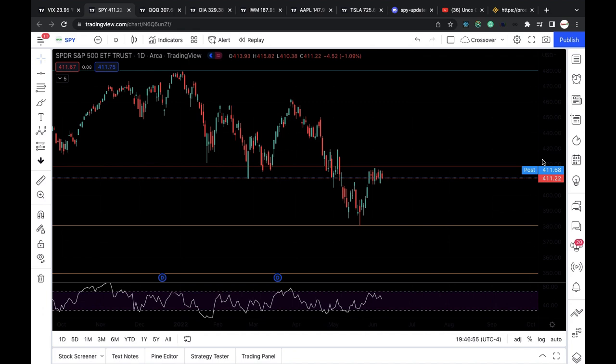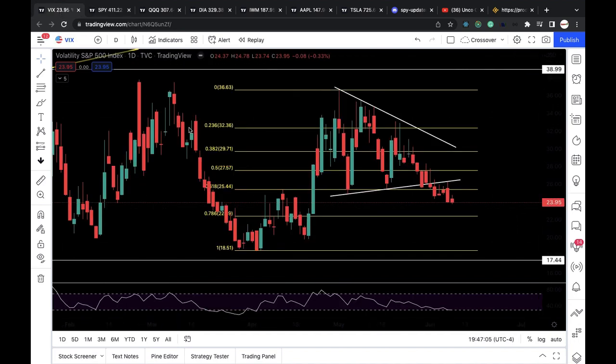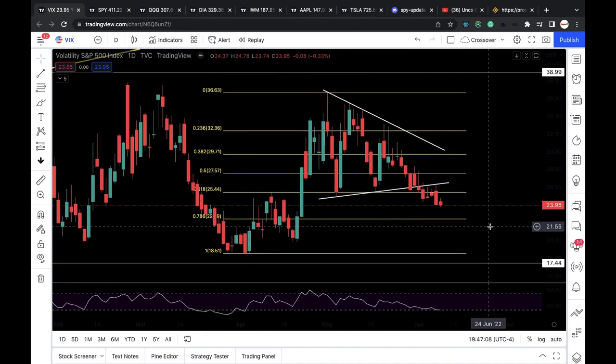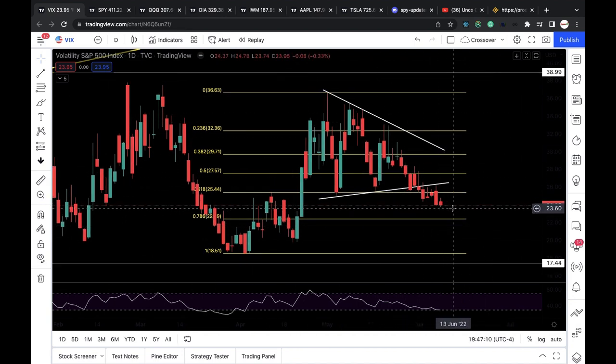Okay, guys, so lots of reasons to be bullish, but like I said, we're going to play it level to level. Also looking at the VIX. VIX is showing us a lot of bearish price action so far.